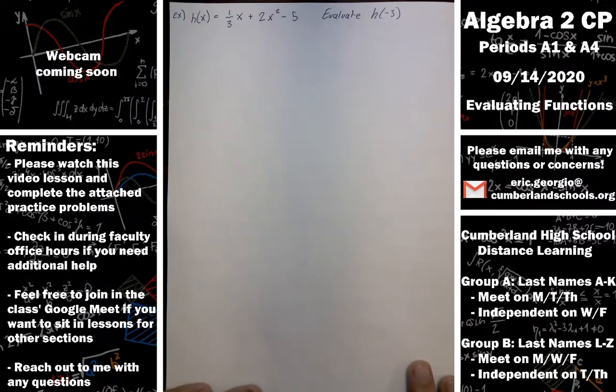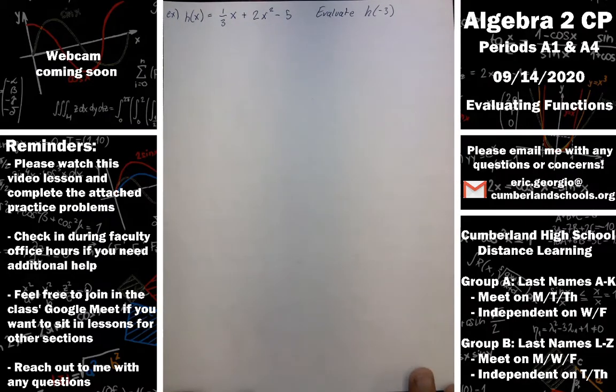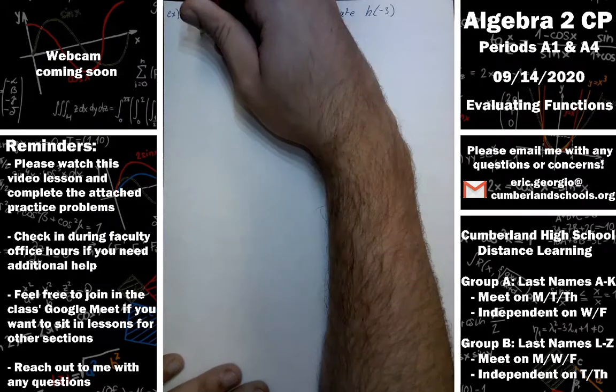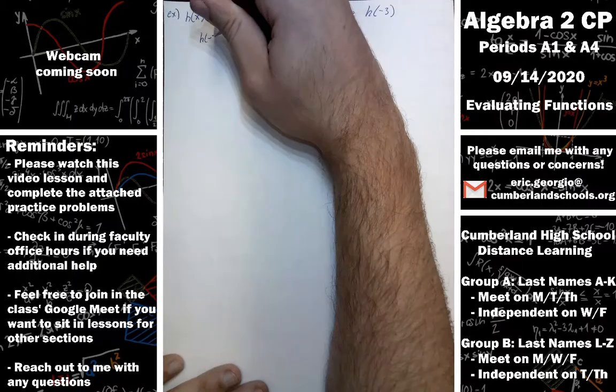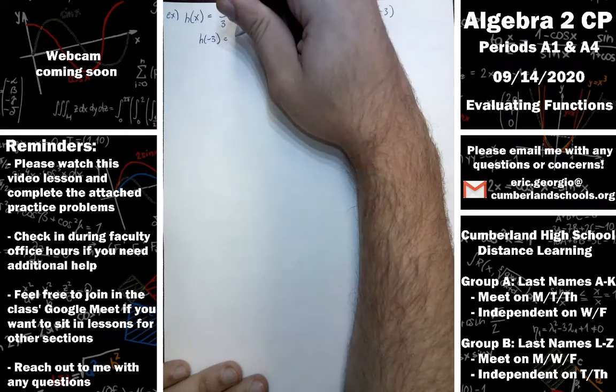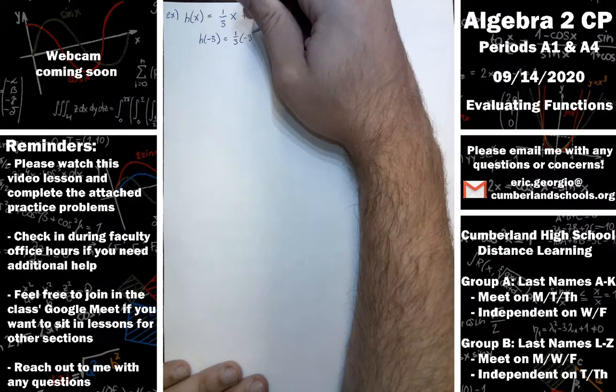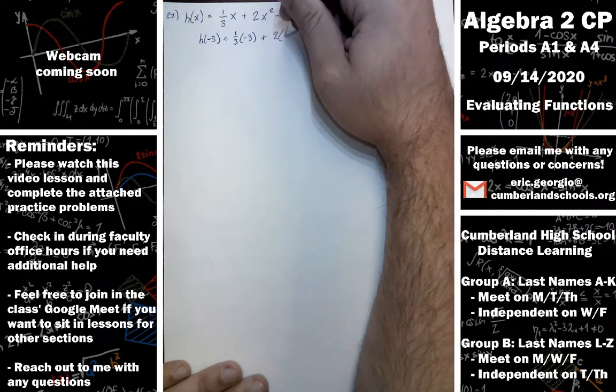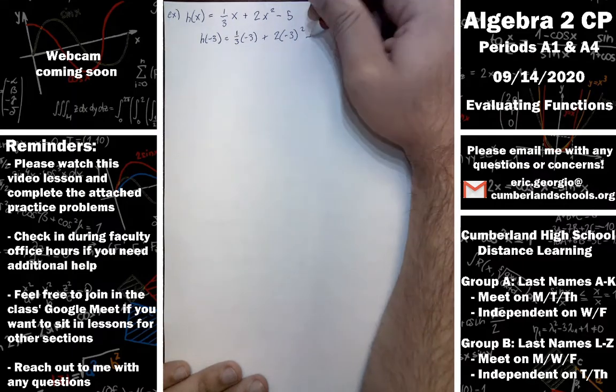Well, what that means, again, is just take negative 3 and plug it in for all the x's. Be careful about your order of operations. And notice how I'm writing this step by step. I am doing it just to show you, but I'm also doing it to demonstrate how you should solve these problems, one step at a time. h of negative 3 is 1/3 times negative 3 plus 2 times negative 3 squared minus 5.